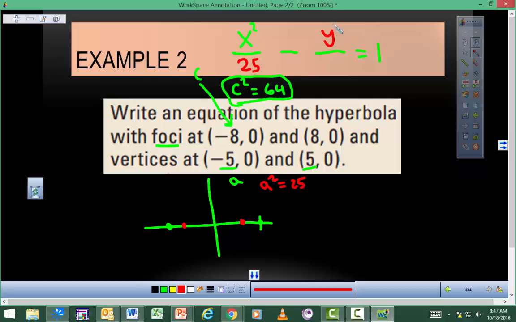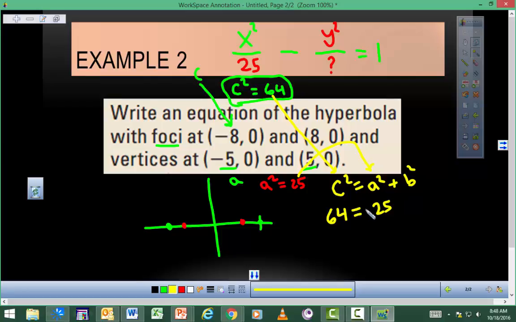And so you have y squared over here. All we have to do is figure out this one. Well, often to figure out that one, you have to use this equation we've been talking about. C squared is equal to A squared plus B squared. You see? And we know the A squared is that. So we're going to put in 25 here. We know the C squared is this one. So put 64 there. And that will allow us to solve for B squared. And just subtract 25 here, subtract 25 here, and we have determined what B squared is.